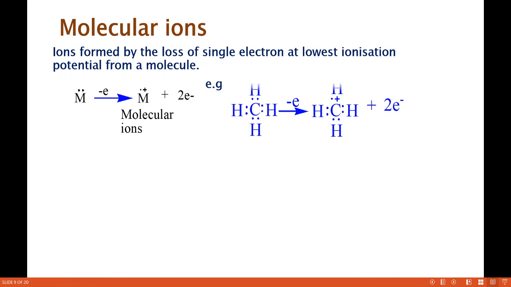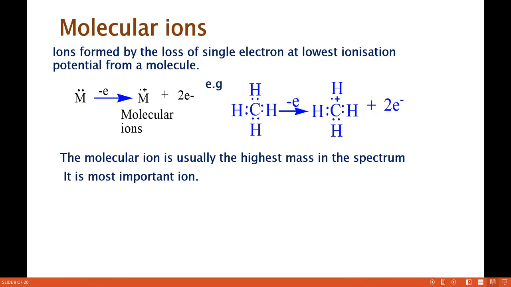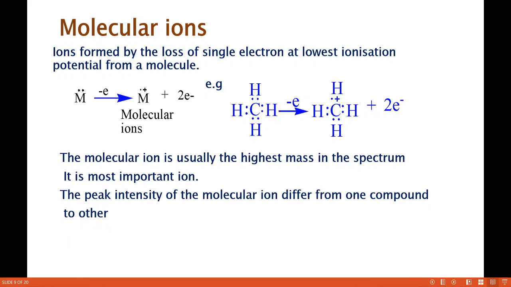By taking one example the idea will get clear. Here we take the example of methane. On the methane molecule we bombard electrons, so there is a formation of the molecular ion and two electrons are released. The molecular ion is usually the highest mass in the spectrum. It is the most important ion. The peak intensity of this molecular ion differs from one compound to another compound.